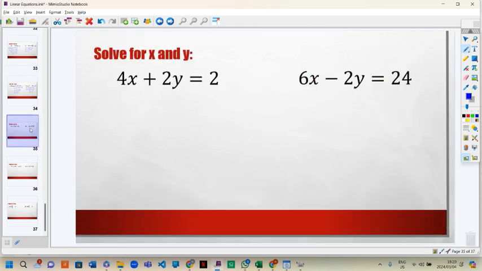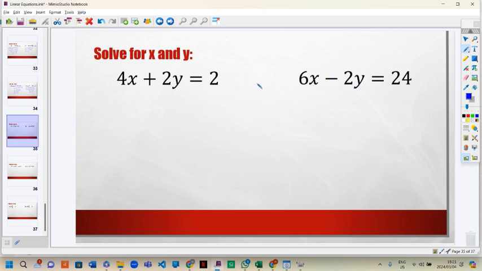Okay, so let's look at these two. Can you see that I've got my letters here? I've got x and I've got y, and I don't have a singular letter. But I can see that I've got 2s, 4s, 2s, 24, 6. All of these numbers are divisible by 2.